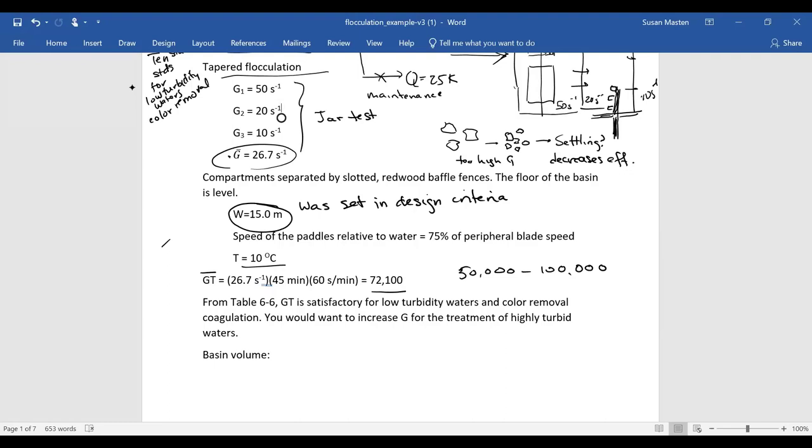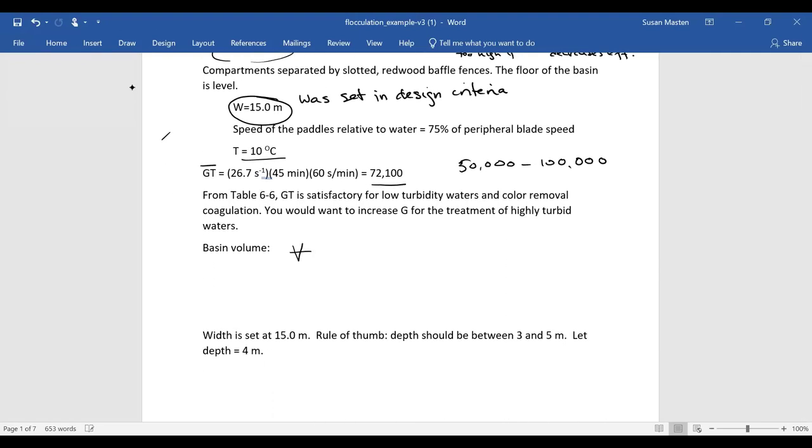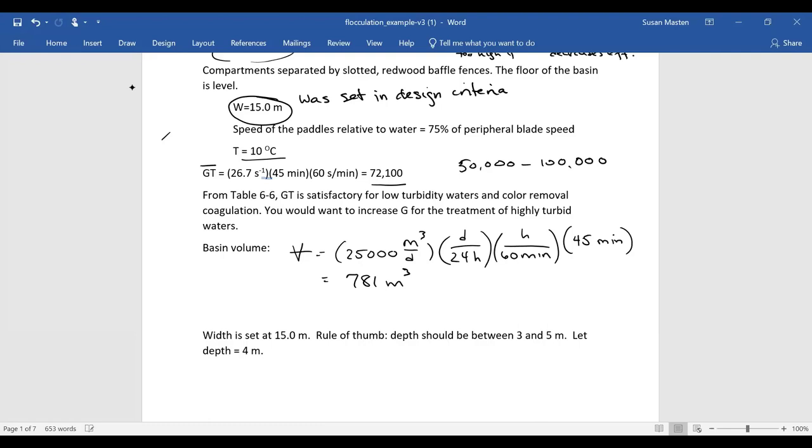So the next thing we need to do is determine the basin volume. The volume of our basin is equal to 25,000 meters cubed per day, divided by 24 hours per day, divided by 60 minutes per hour, and we have a 45 minute detention time. That's what we specified based on the jar test. That means we need a basin that has a volume of 781 cubic meters.